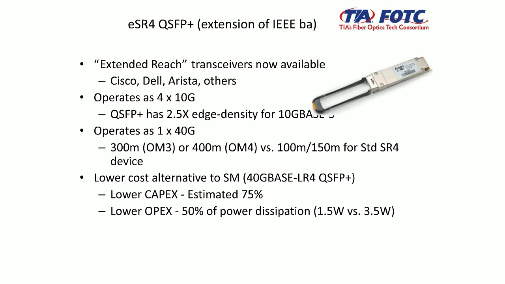This is the extended reach version of the 40 gig QSFP that I mentioned just a second ago, showing OM3 and OM4 reach at 300 and 400 meters. That's where the original 10 gig SR standard was, so this harmonizes with that, and this is very common in the marketplace now, and fairly low cost.